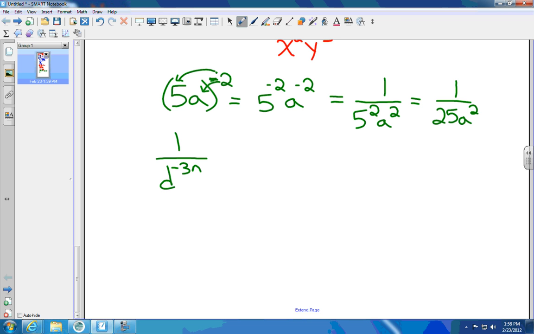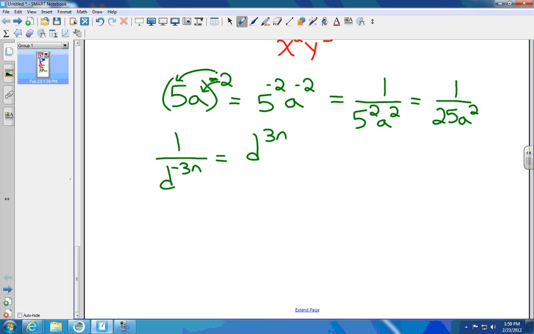One over d to the -3n. So d is being taken to a negative power. So how do we make this become positive? The d cubed, d on top. And we just move it up to the top, and it becomes d. Yeah, the -3n is considered one exponent. So you move it up to the top, and it becomes positive.